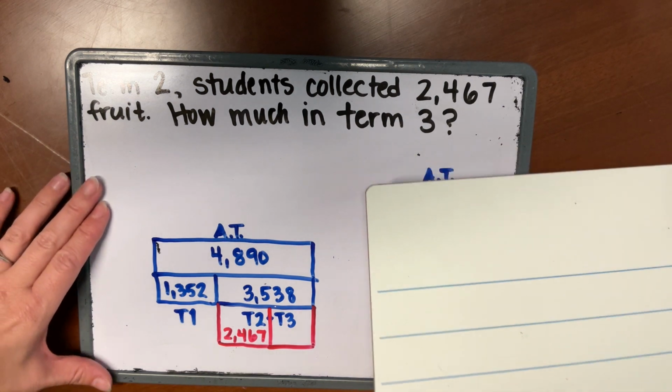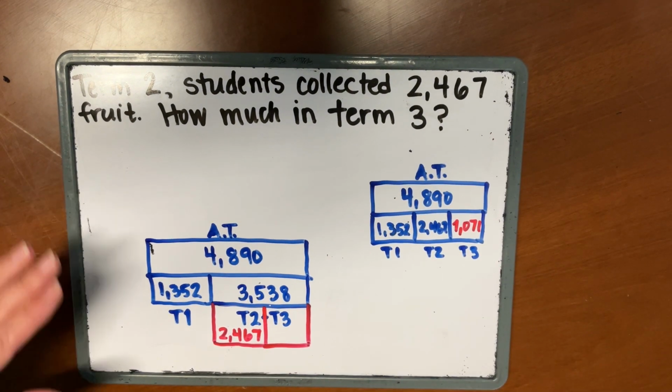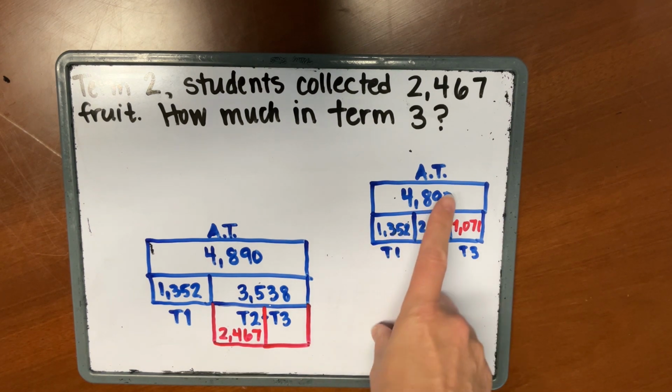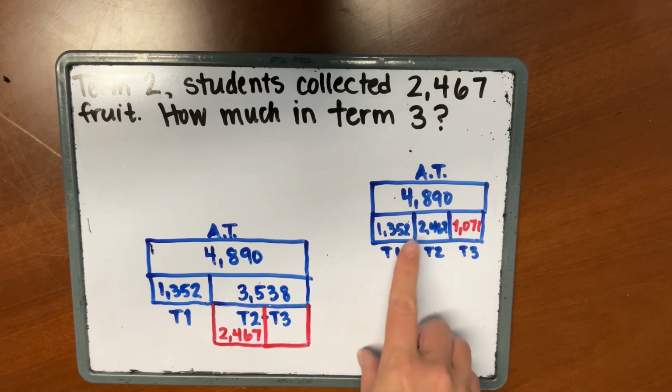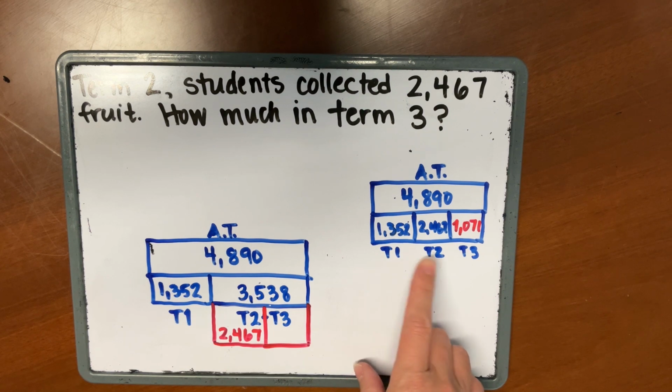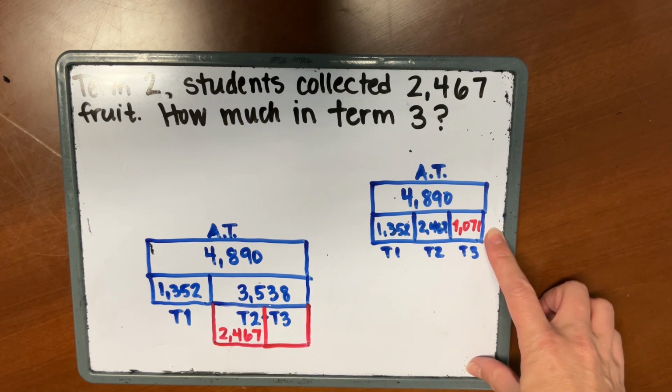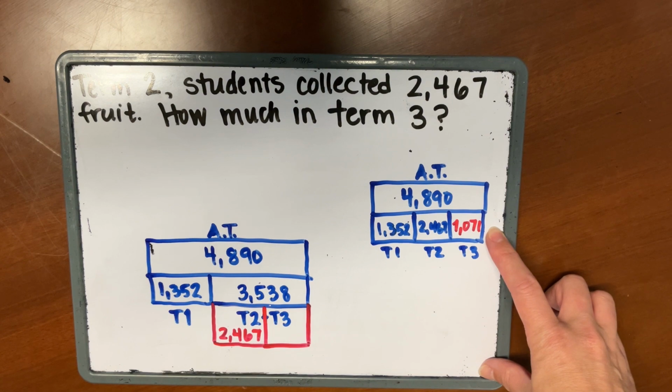Then I went and checked, how could I redraw my tape diagram or bar model? And I thought, I still have all the terms, but I can now break it up into term 1, term 2, and term 3. And when I found out term 3, I got 1,071. Did you get the same as me? Am I accurate? Check your work and check mine too.